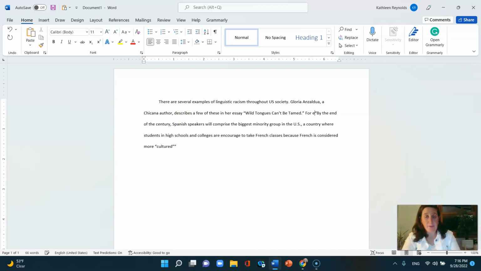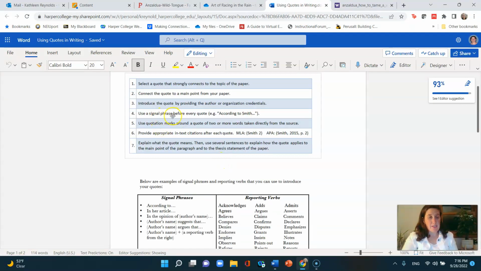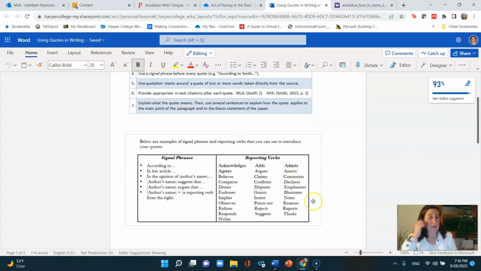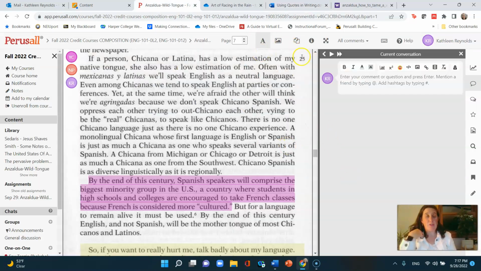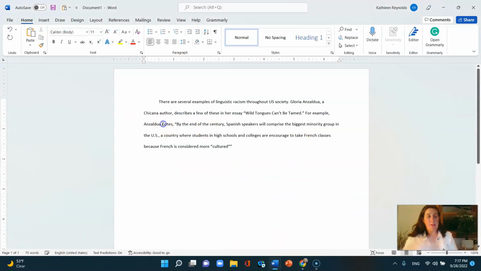So I'm going to say, for example, Anzaldúa notes, comma. So Anzaldúa notes is my signal phrase. Here I have Anzaldúa, her last name, and then I have one of my reporting verbs, notes. Since this article does have pages, this is page 25. I would probably put in here next to her last name, Anzaldúa 25 notes, because that indicates that it's on page 25.